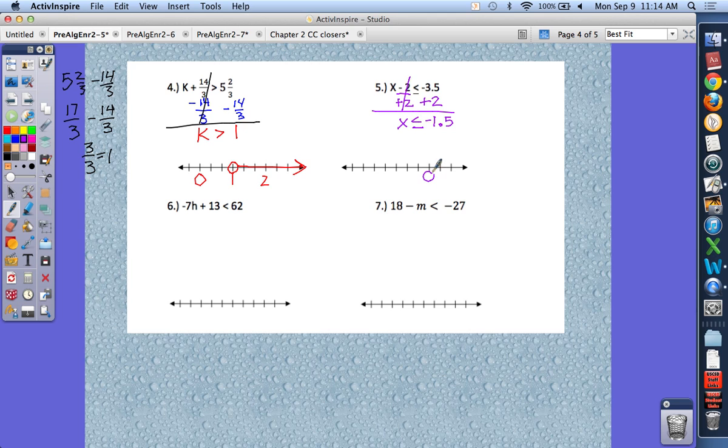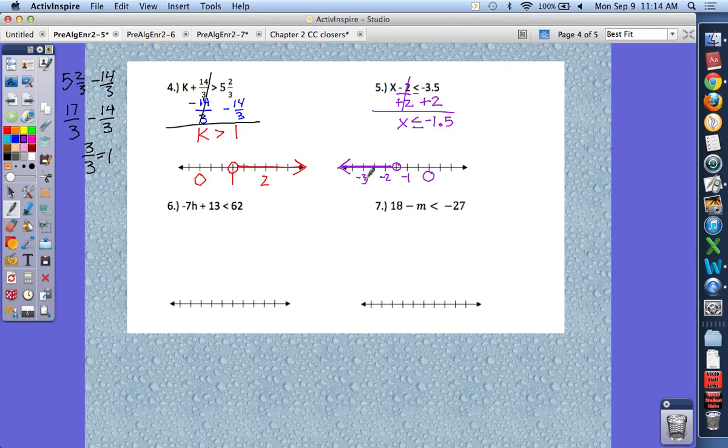Remember, you're counting from 0, so I'm going this way now. Negative 1, negative 2, negative 3. Negative 1.5 would be negative 1, negative 1.5, right here, in between negative 1 and negative 2. x is any number less than that. So what's less than this? You can always pick a point and try it. Maybe you pick negative 3. Is negative 3 less than negative 1.5? It sure is, so it's shading to the left.